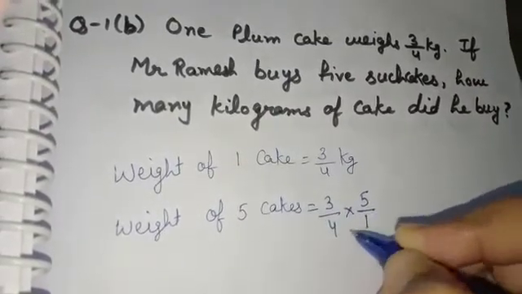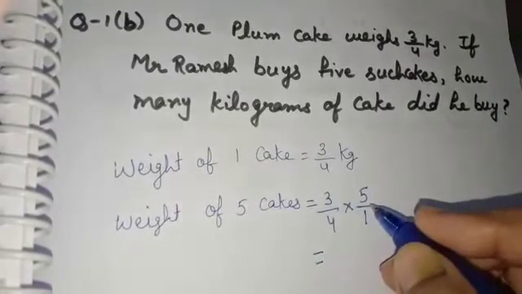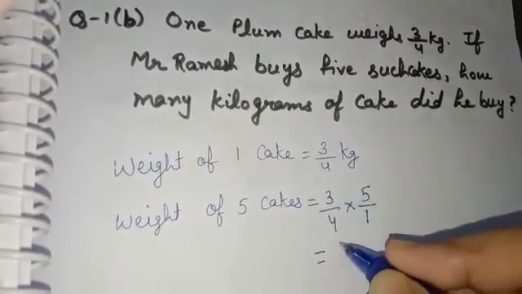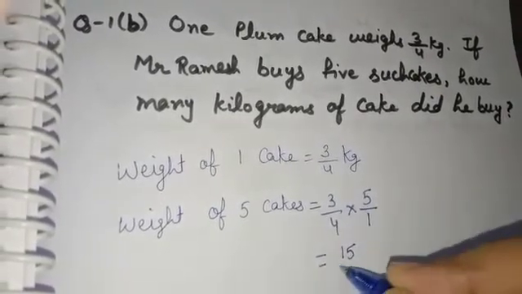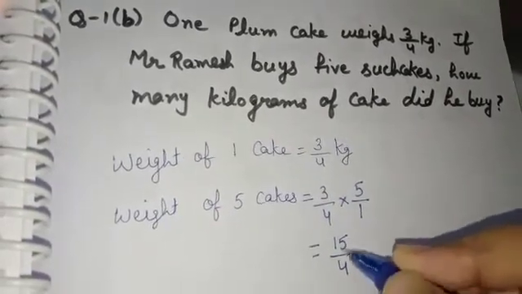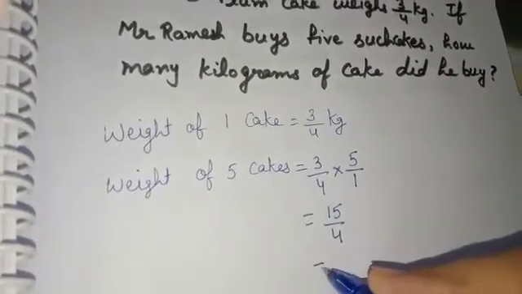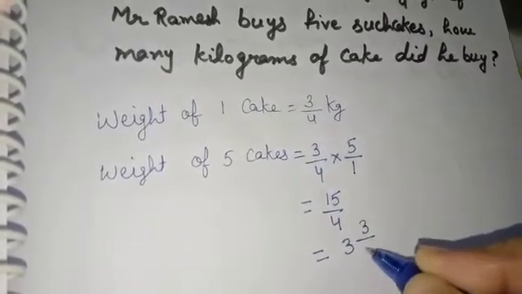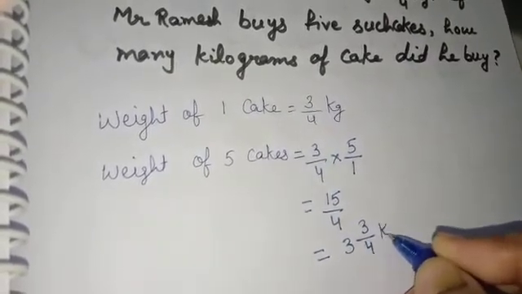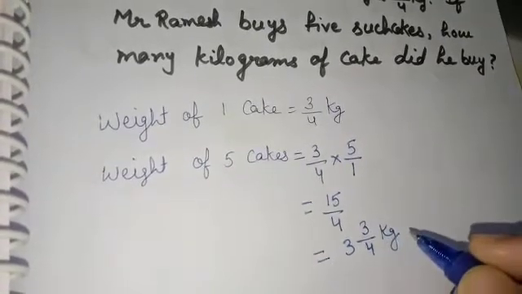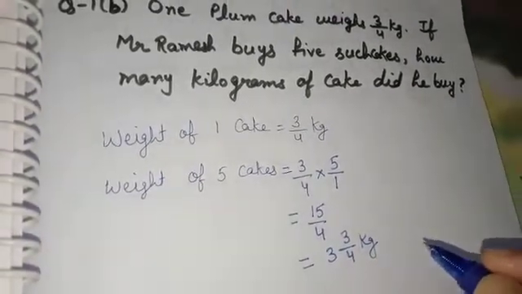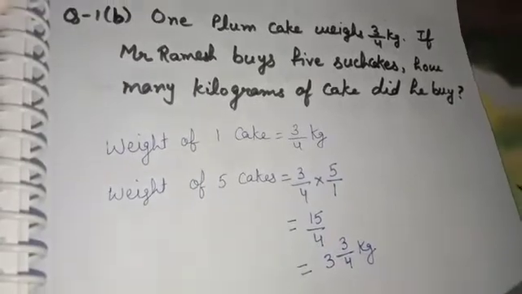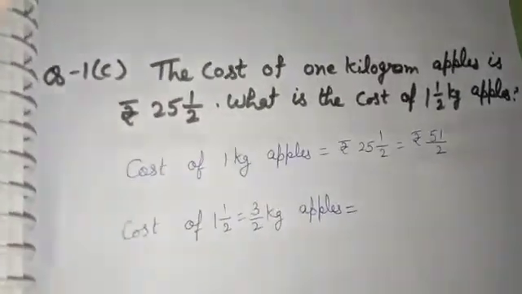Nothing under 5, so we will write 1. Cancellation is not possible in this case, so we will directly multiply: 3 5s are 15, and 4 1s are 4. It is an improper fraction, so convert it into a mixed number. 4 3s are 12, 3 will be left, so 3/4 kilogram. This is the weight of 5 cakes in this question.